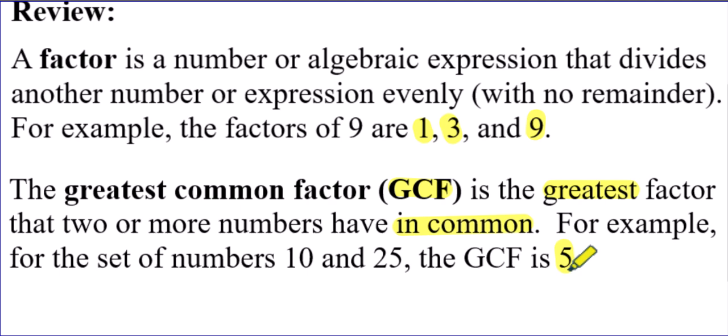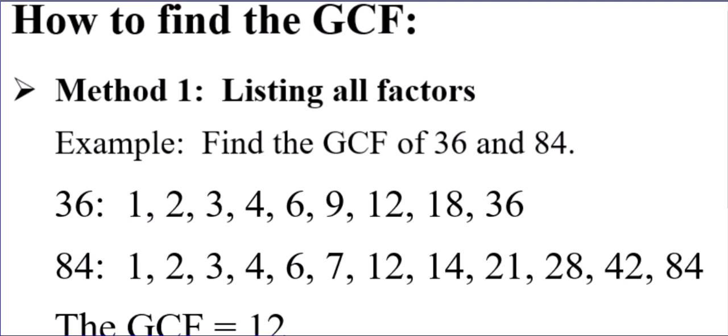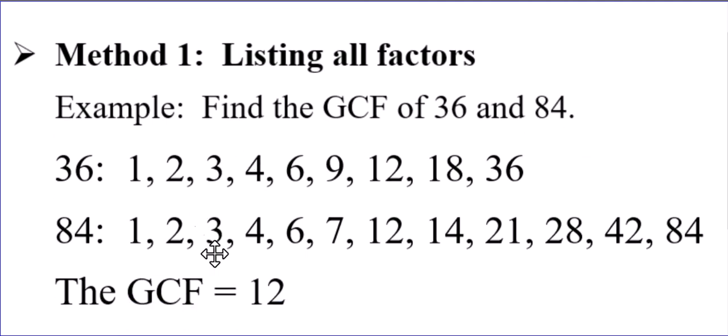Now, how do you get the GCF? Well, we're going to talk about that. There's many different ways of doing it. I'm going to highlight two ways. The first one is one that you probably saw back in maybe elementary school, where you list all the factors of each number from the original problem. So, for example, find the GCF of 36 and 84. So what I did is I figured out 1 times 36, 2 times 18, 3 times 12, 4 times 9, 6 times itself. Those are the factors of 36.